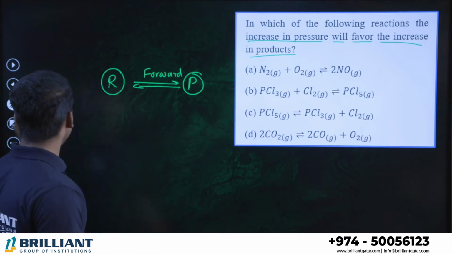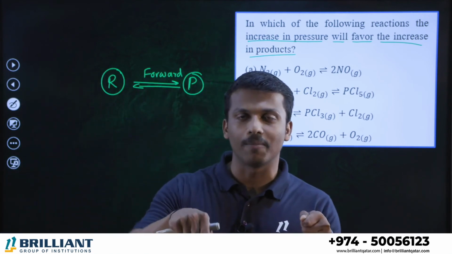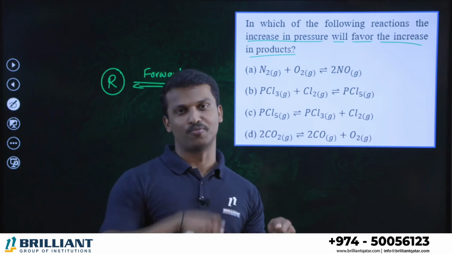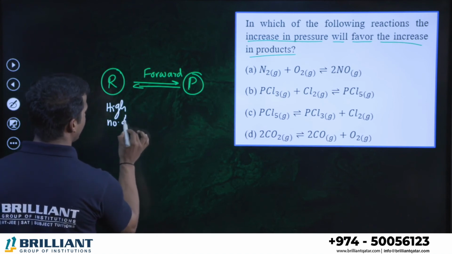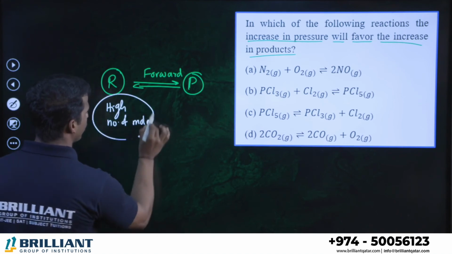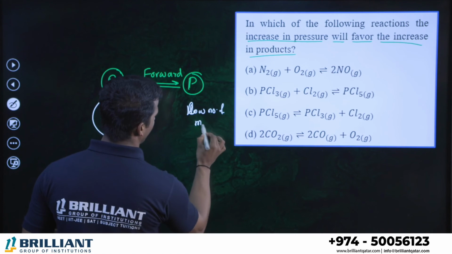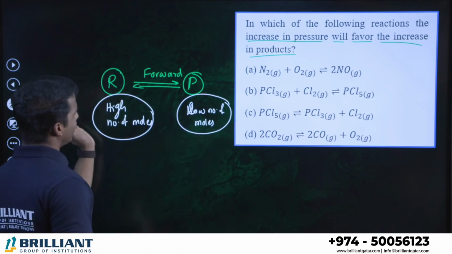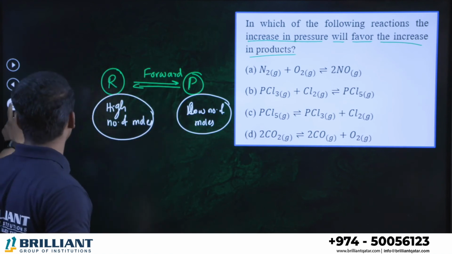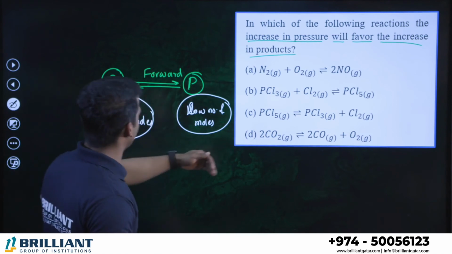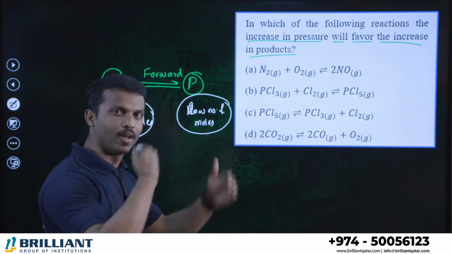Dear student, with an increase in pressure, what shift happens? When you increase the pressure of the system, the reaction shifts from the higher number of moles to the lower number of moles, correct? So the reactant side should have a high number of moles and the product side a low number of moles. Then only the reaction shifts to the right, from reactant to product, the forward reaction. Let's see in which given reaction the reactant side has more moles and the product side fewer moles, so that the reaction can go forward.